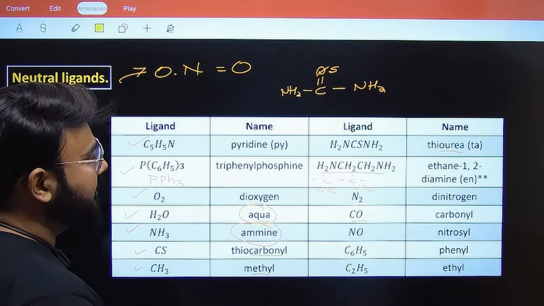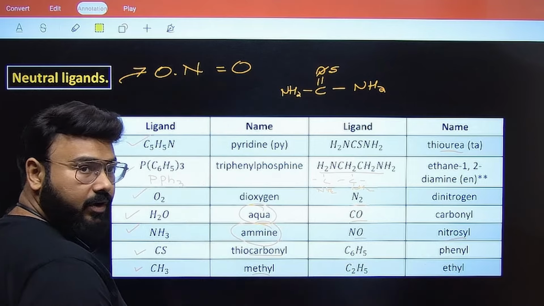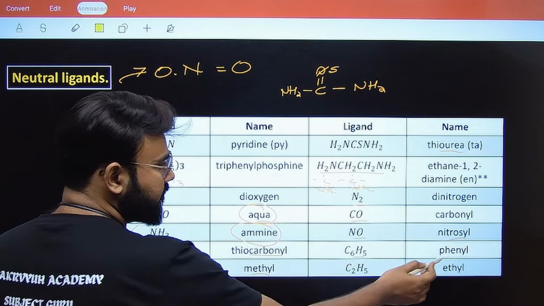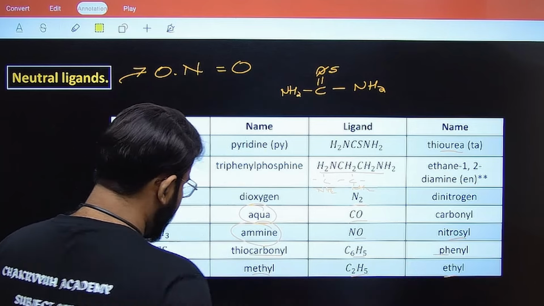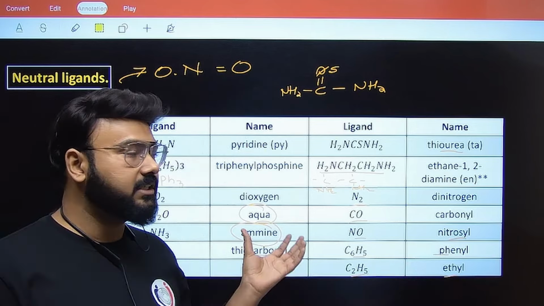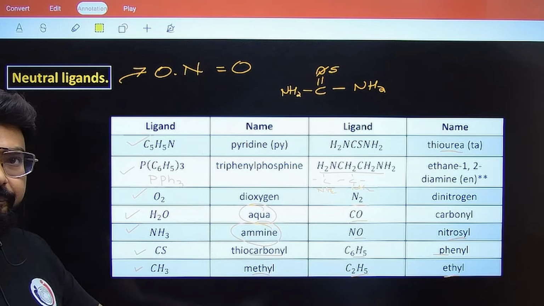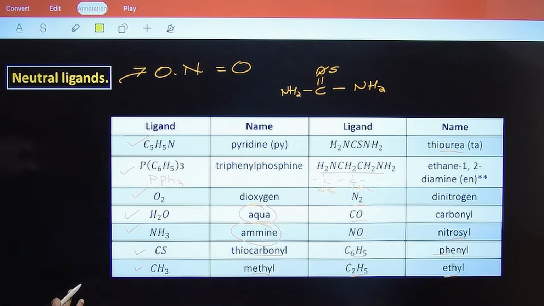Then you have NO, which is called nitrosyl. C6H5 is phenyl, C2H5 is ethyl, CH3 is methyl, and so on. So these all have oxidation number 0, and these names you have to remember. Okay. Now we'll see the next.